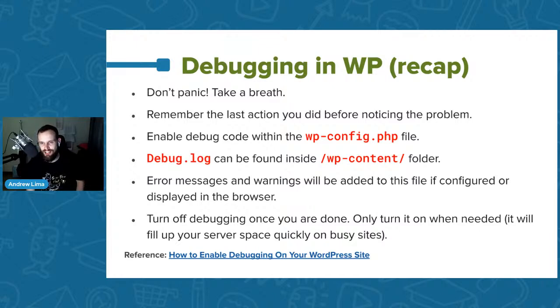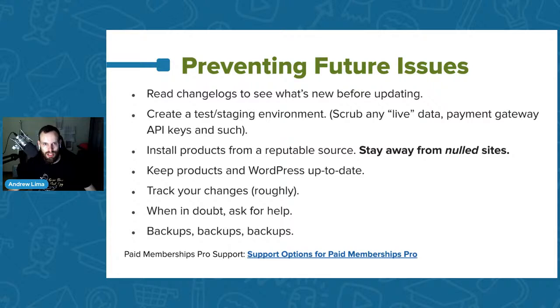I cannot stress enough that I've seen plugin or WordPress sites fill up their server space with a debug log. Like out of space. You cannot upload a photo, you're out of space. And then I just added a reference link there on how to enable debugging on WordPress, which is available on paidmembershipspro.com. I think there's one more slide left.